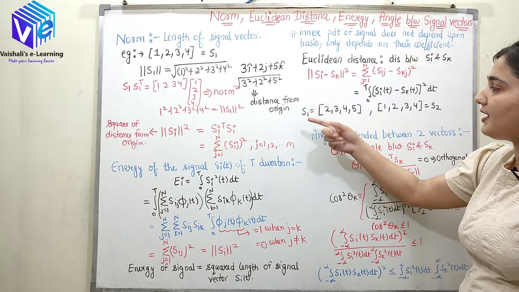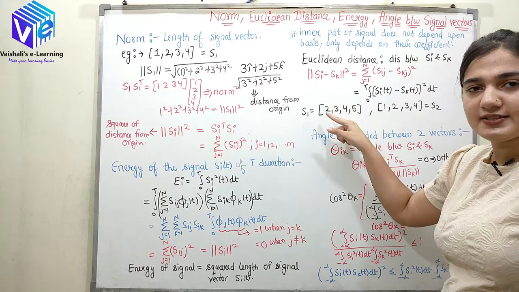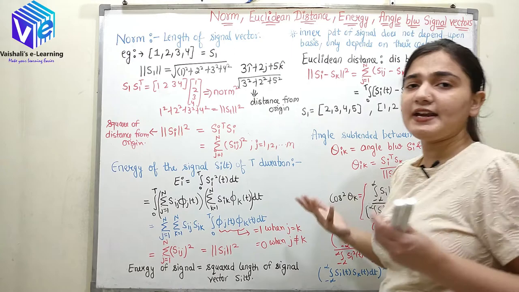For example, I have taken si to be 2, 3, 4, 5. This is my first signal vector. This is my second signal vector 1, 2, 3, 4. If I need to find out the Euclidean distance between s1 and s2, what I'll do?